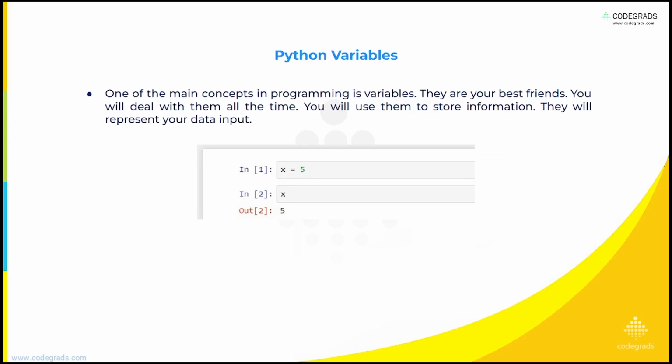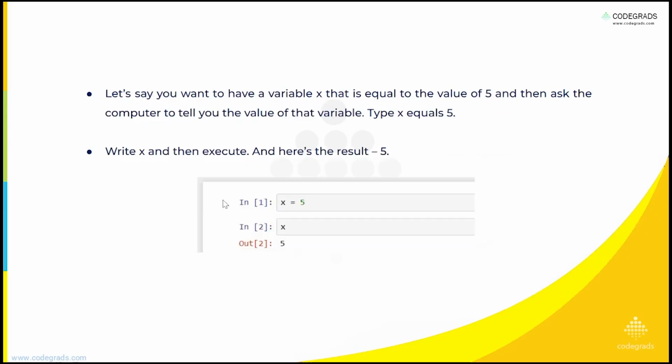Now suppose I declare another variable, age, and I mention age equal to 25. So in the age variable, the value 25 will be stored. Whenever I print age, I will get the output 25. Let's say you want a variable x that is equal to 5, and then ask the computer to tell the value of that variable: type x equals 5, write x and then execute, and here's the result, 5.